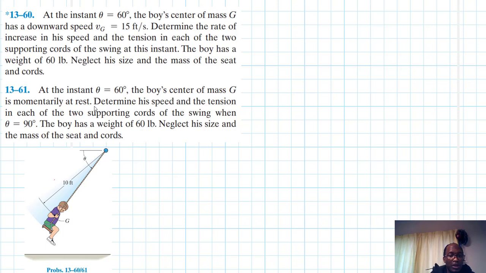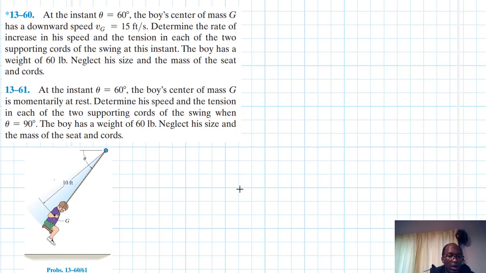And the second problem reads the same. Here we have been asked to determine the speed and the tension in each of the supporting cables of the swing when theta is equal to 90 degrees. The boy has a weight of 60 pounds; neglect his size and the mass of the seat and the cord.